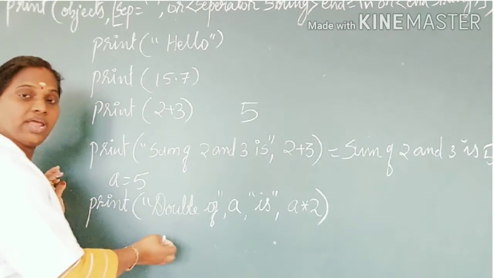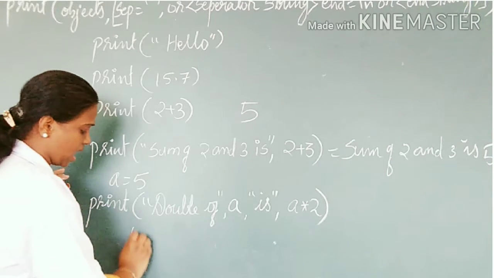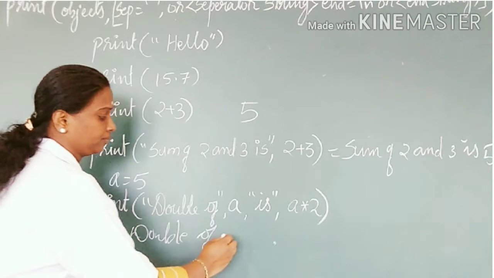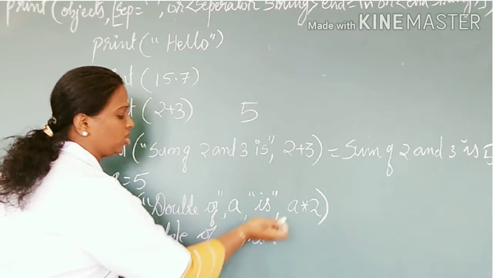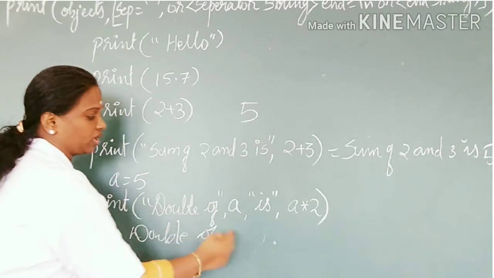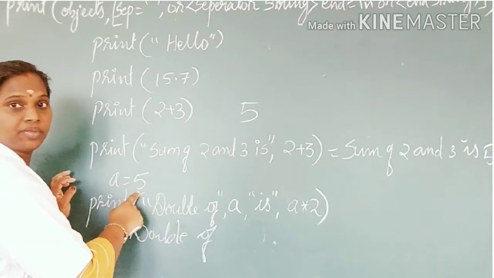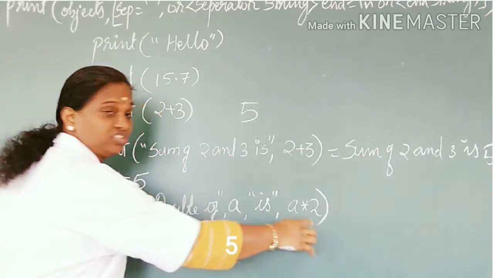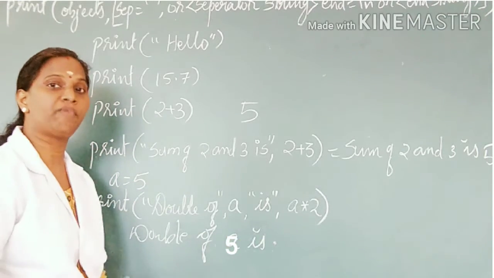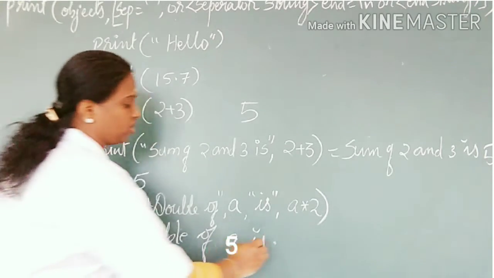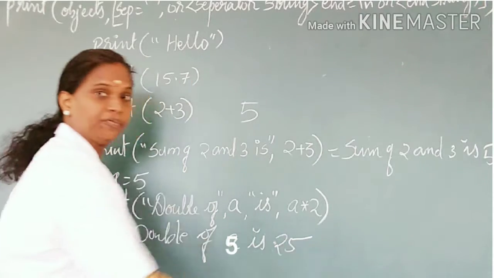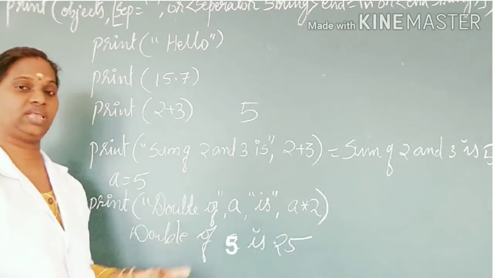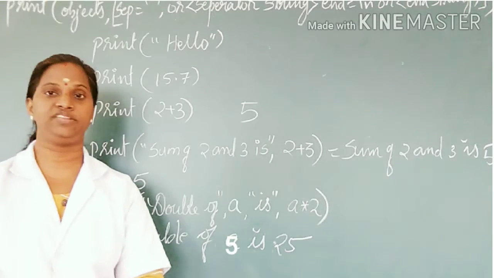See here, what will be the output of this statement? When the interpreter executes this statement, it will print like: double of A is. Here what is the value stored in A? A is equal to 5. Then double of A is A star 2, which means 5 into 2. So it will print the answer 10. Clear? So these are some examples for the print statement.